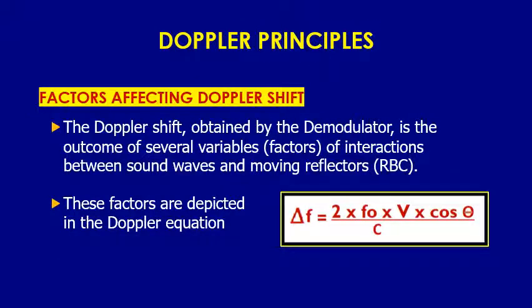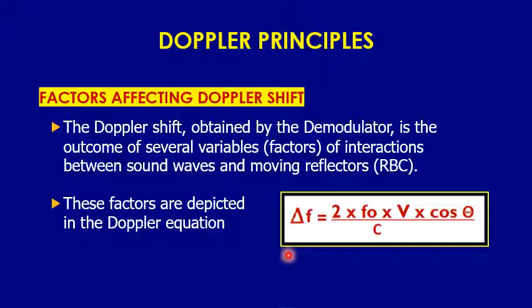So now coming to the study of the factors affecting the Doppler shift. Doppler shift, as we know now, is created when you have moving objects in the presence of waves. So these moving objects and the waves all play together in the formation of this Doppler shift. These factors are collected in what is called the Doppler equation. This is the work of Mr. Christian Doppler, who found, after his study, that these variables share in the formation of the Doppler shift.